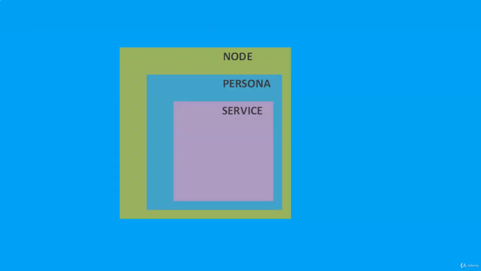I will use the illustration on the screen to summarize this video. A persona needs a node to run on, and the persona will determine the service or services that will be provided by the node. Any hardware or virtual instance running ISE software is an ISE node. A node can take up any of the ISE personas, that is administration, monitoring, policy service, or PS grid, or even all, if it is a standalone node. Also, the persona of a node will determine the services running on the node.